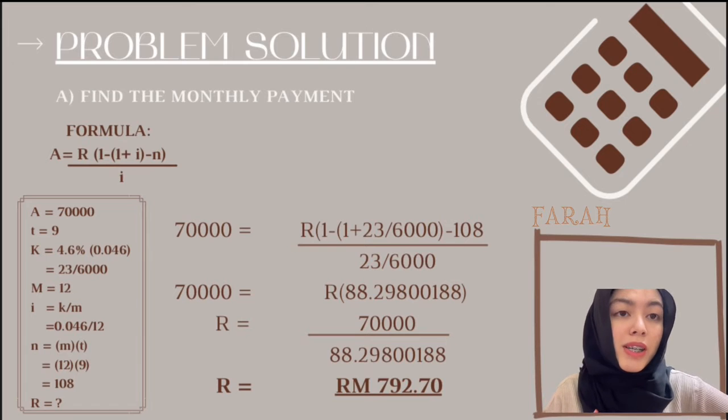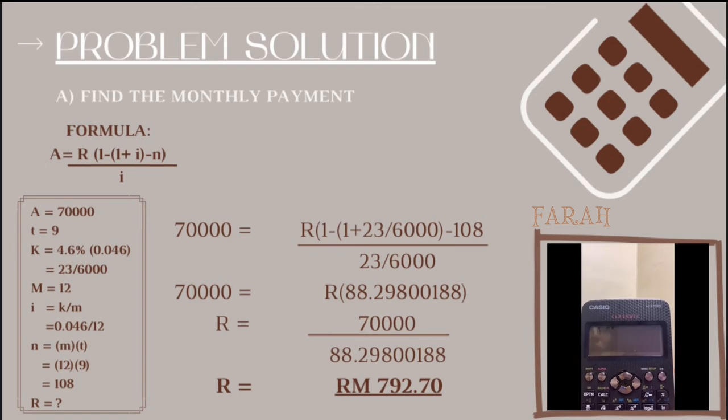For question A, I'm going to show Miss how we calculate it using the calculator. For this question: 1 minus 1 plus 23 over 6,000, to the power of minus 108. Then we divide by 23 over 6,000. We're going to get this. Now we're going to change the R to the other base: 7,000 divided by the answer. And now we got the answer.